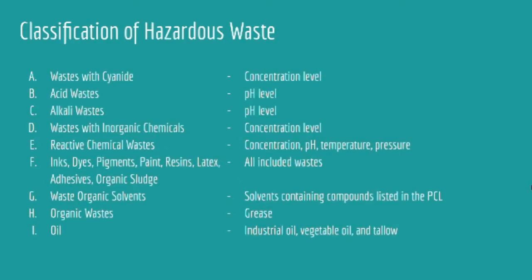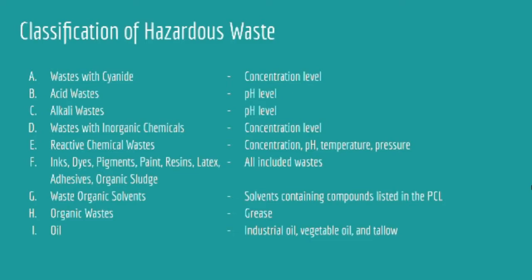So for the first type of waste classified in the table, we have wastes with cyanide, where we pay attention to the concentration of cyanide in the waste. Next is acid wastes, where we pay attention to its pH level. Next is alkali wastes, where we also pay attention to pH level. Wastes with inorganic chemicals, where we pay attention to the concentration level of the individual chemicals.